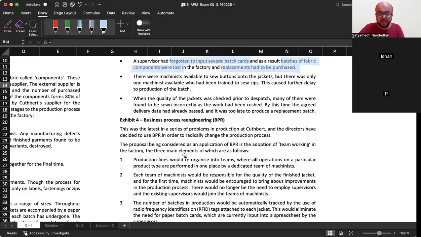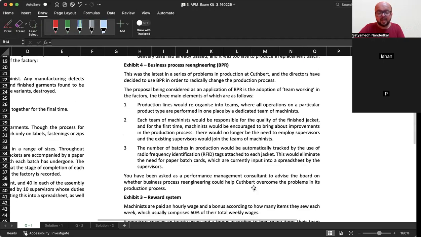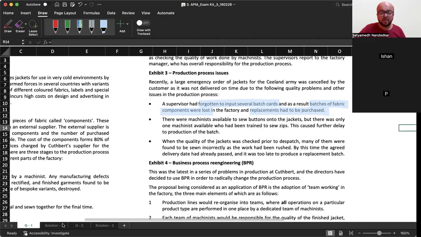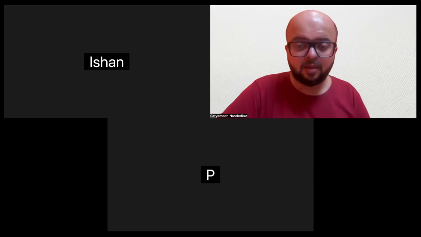आपको क्या पूछा था? आपको पूछा था कि advise whether BPR is going to help Cuthbert overcome the problems. And I think very clearly BPR is going to help them overcome the problems in production process. ठीक है? Are you with me, both of you? Yes.